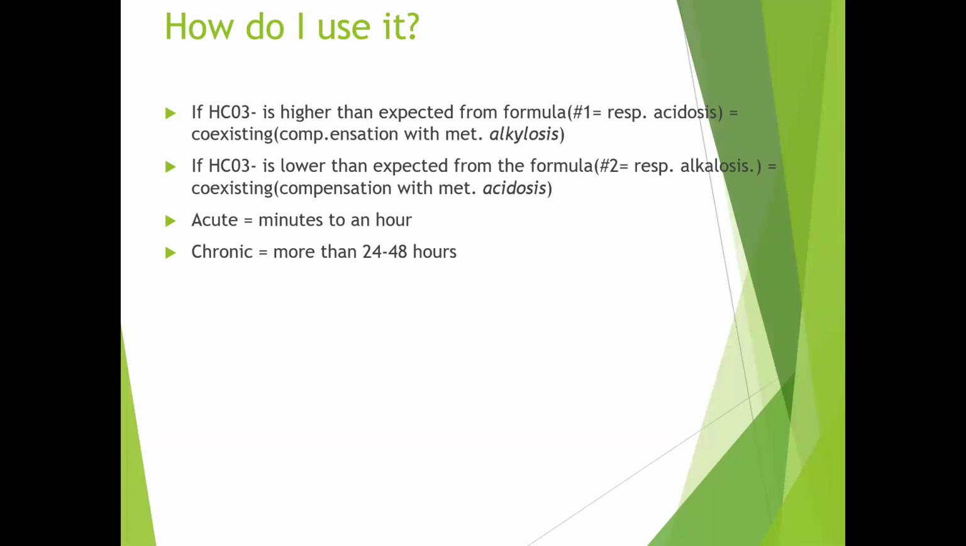Acute means a couple of days. So if I give you something at a day, 2, 3, use the expected acute formula, whether it's a respiratory alkalosis or acidosis. Anything more than 3 days, go chronic, and use the higher numbers.